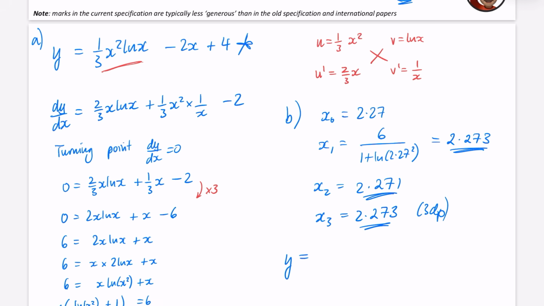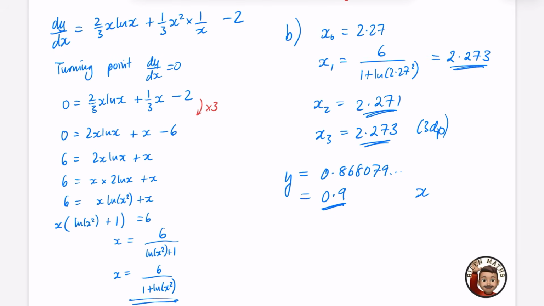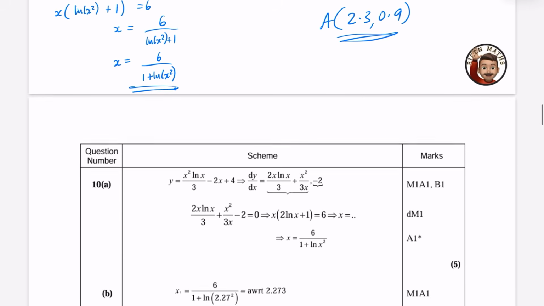So the y coordinate is 0.868079, and they wanted it just to 1 decimal place, which is 0.9. And so the x coordinate to 1 decimal place clearly is going to be 2.3. They're going to just round to 2.3 in this question, okay? Which means the coordinates of A are 2.3, 0.9. Like I said, you could have just mashed your button and you would have got a really accurate version for what x is, and then you could check to 1 decimal place, it is 2.3.